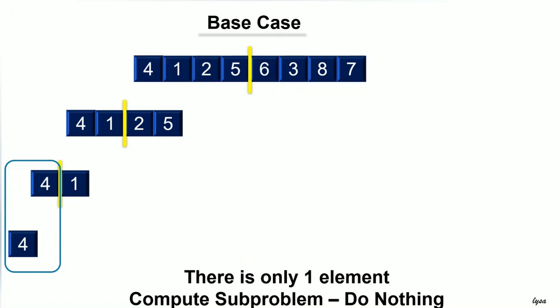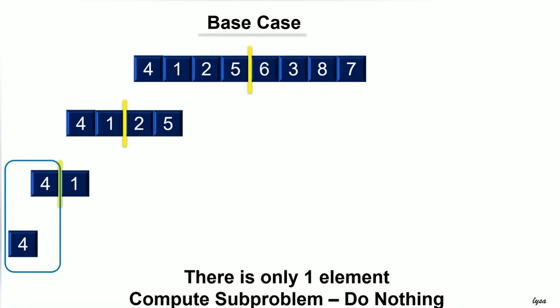When there is a single element, I need to compute the subproblem. What is my main problem? Sort the numbers which are given. What is the subproblem? Sort the number 4. How do you sort the number 4? There is only a single element. There is no work to be done. I just need to take 4 as it is. Compute subproblem, we do nothing. So I have reached till the base case of the left side and I have computed the value for the subproblem.